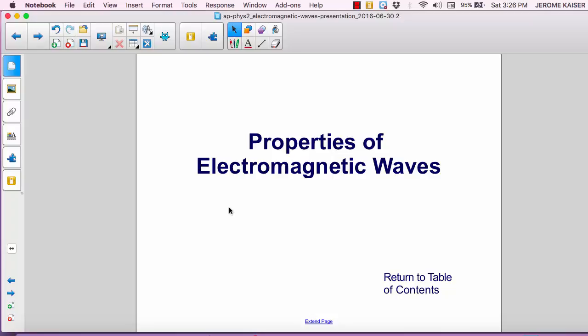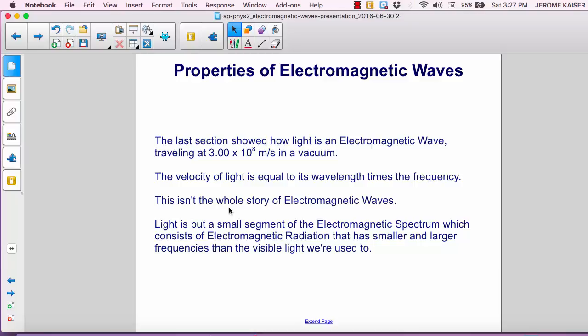Now let's look at the properties of electromagnetic waves. In the last section, we found that light is an electromagnetic wave and that it travels at 3 × 10⁸ meters per second in a vacuum. The velocity of light is equal to its wavelength times its frequency, just like the velocity of any other wave. But this isn't the whole story of electromagnetic waves.